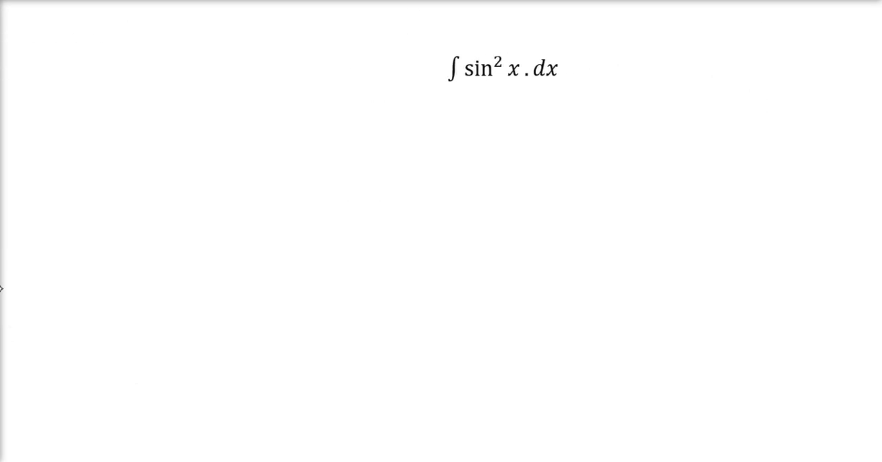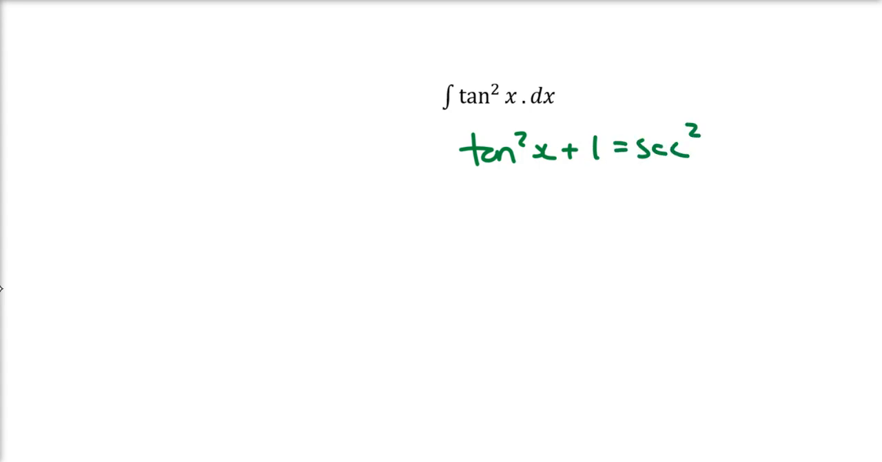But this one here, so the last question on that exercise that some of you guys were asking about was this one here. Okay. Now that one there, from your identities, tan squared x plus 1 equals sec squared x. So therefore, sec squared x minus 1 is tan squared x. Therefore, when you're integrating that, you're actually integrating that.